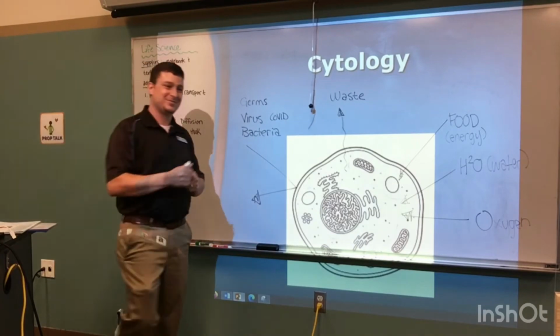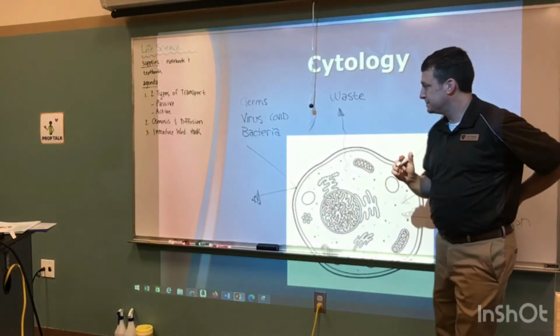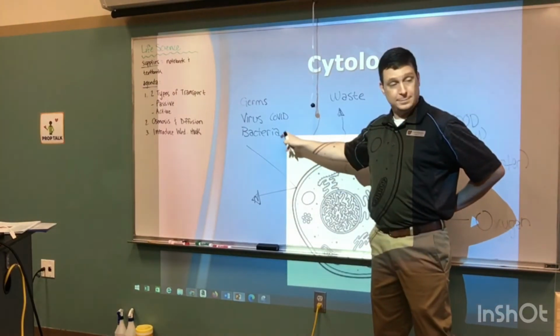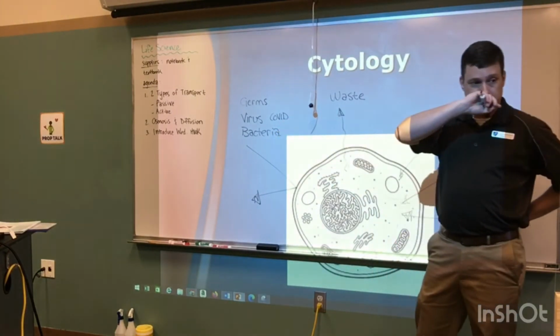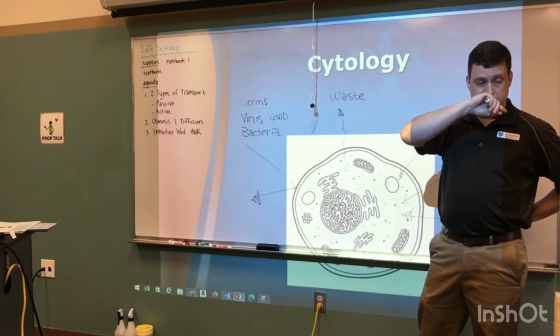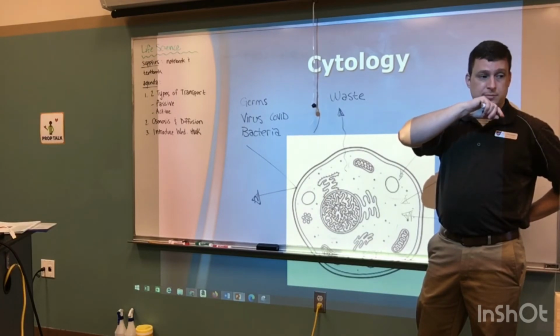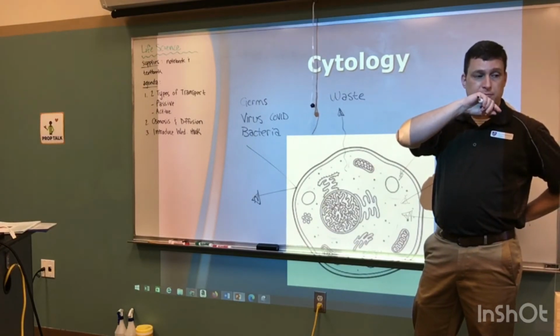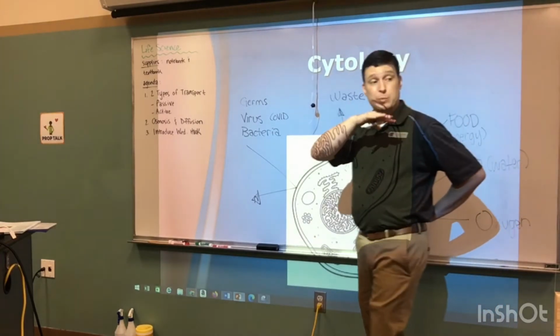Wait, but Mr. Whitaker, another thing is, don't cells want to keep out cells that have a mistake? So when a cell reproduces and somehow the DNA code is not correct, or there's a mistake in the DNA code, do the other cells want to keep that cell or get rid of it? Great point. We are actually getting there. We'll learn about that. Okay, good.